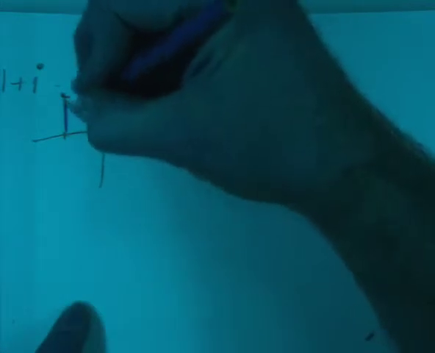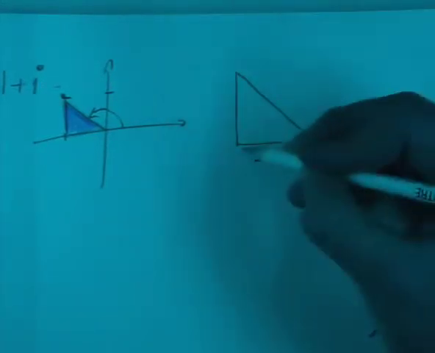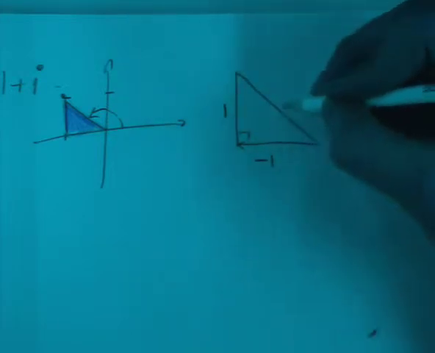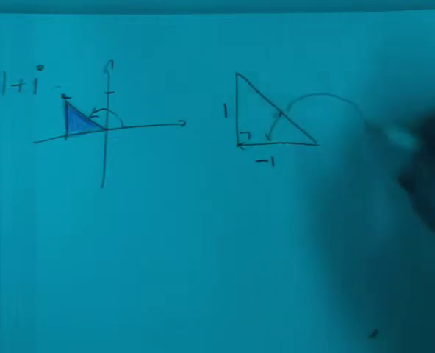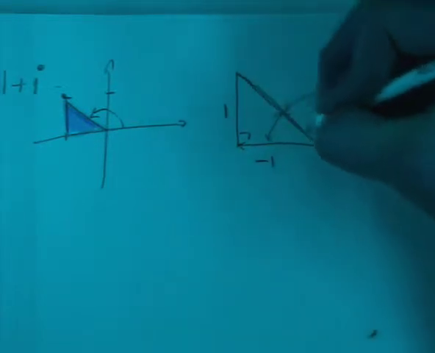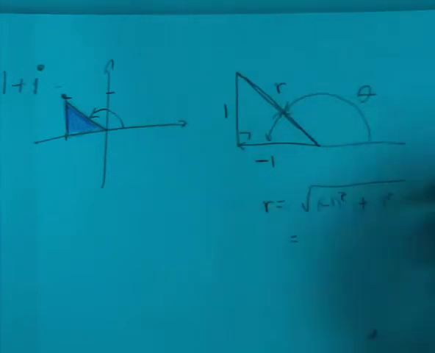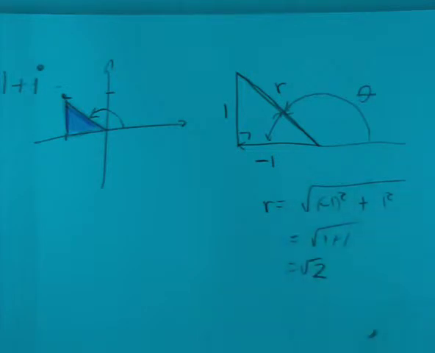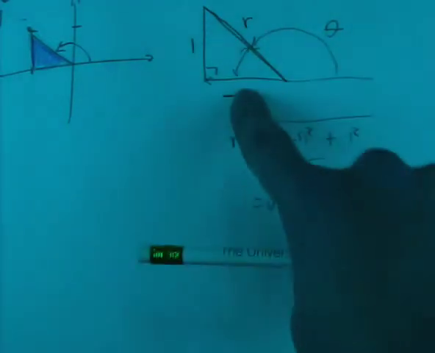I can do the same thing, but my triangle's now here. That triangle there is the triangle I'm going to use to do the conversion. So I've got this triangle here, and it's -1 going that way, and 1 going that way. And so I can figure out what this angle here is, but that's not theta, because theta is actually over here. So anyway, my length r is going to be the same. So r is going to be this length squared plus this length squared, which is still 1 plus 1, which is root 2.